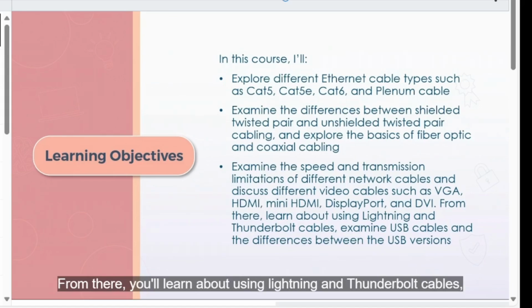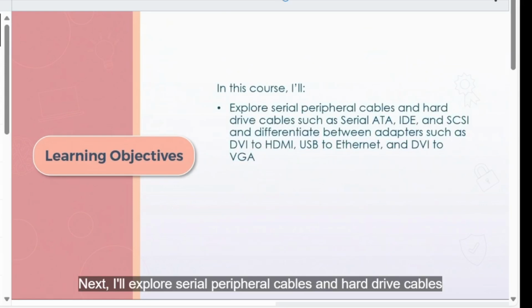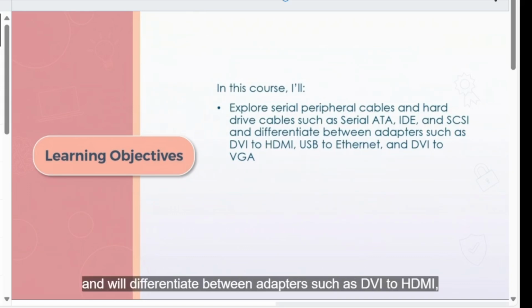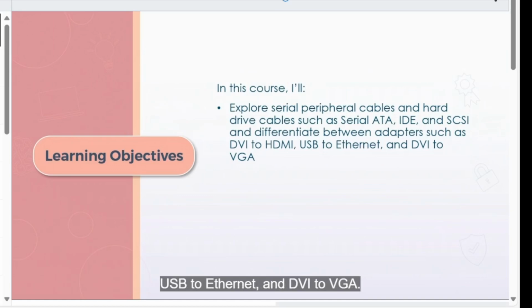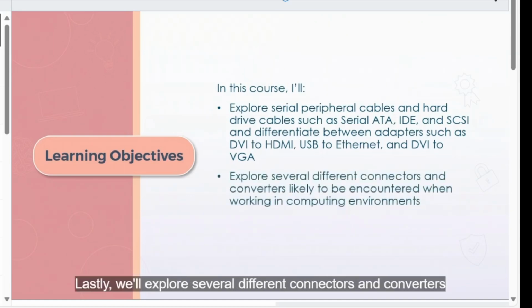From there, you'll learn about using Lightning and Thunderbolt cables, examine USB cables and the differences between the USB versions. Next, I'll explore serial peripheral cables and hard drive cables such as serial ATA, IDE, and SCSI, and we'll differentiate between adapters such as DVI to HDMI, USB to Ethernet, and DVI to VGA. Lastly, we'll explore several different connectors and converters likely to be encountered when working in computing environments.